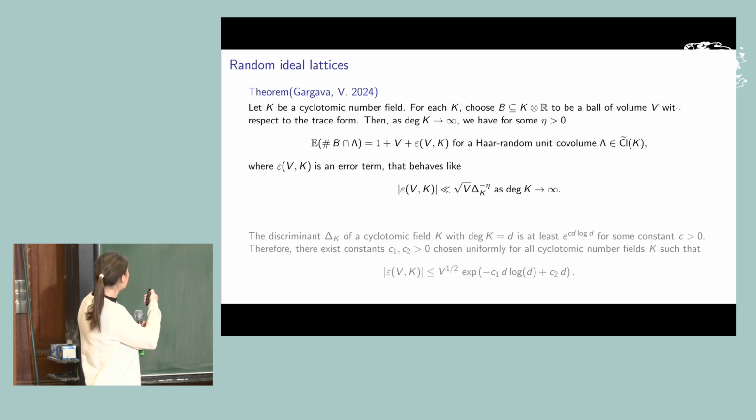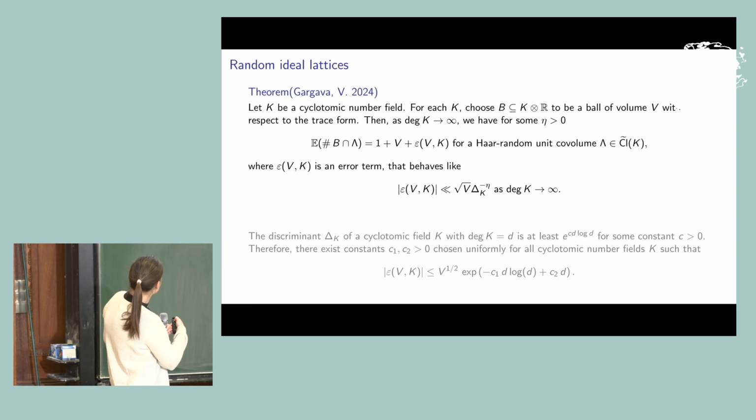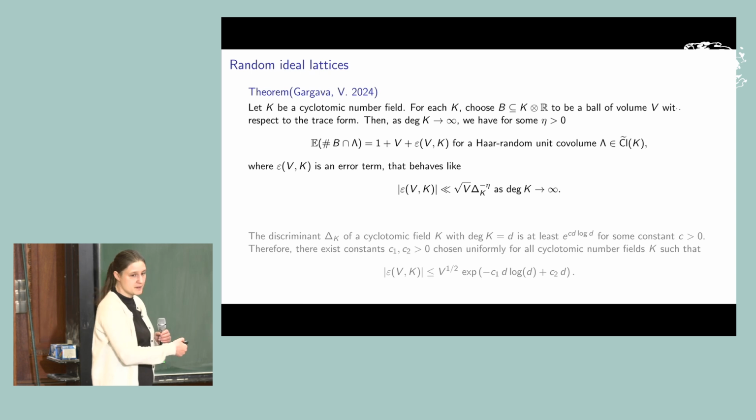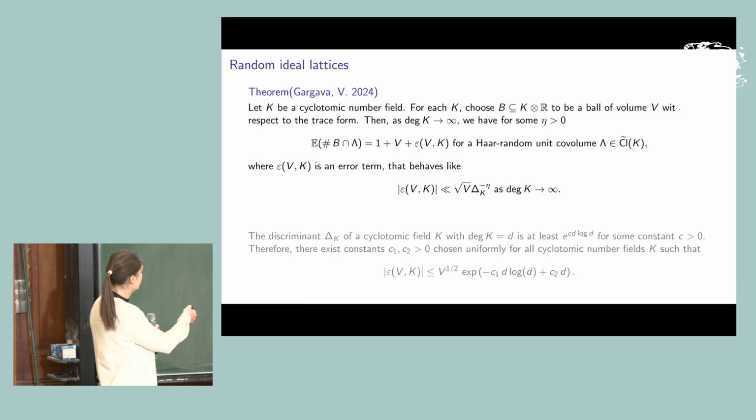So let K now be a cyclotomic field. We again choose a ball, and we consider our lattices in the Arakelov space, so they're uniformly distributed here with respect to the Haar measure, and we would like to see what would be the expected value for the number of lattice points in a ball for lattices in this space.